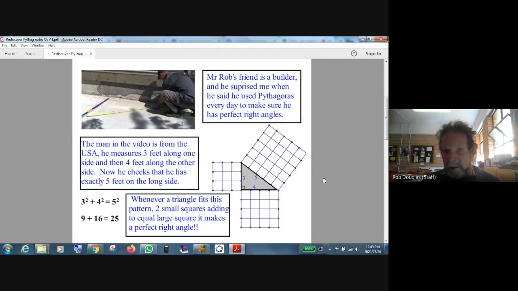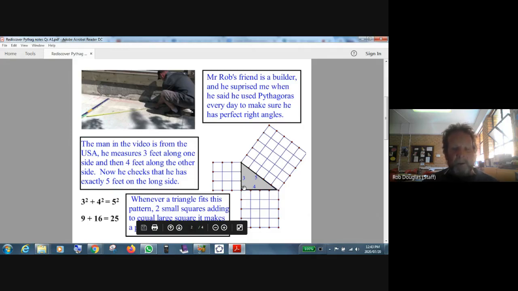Now, I've got a friend who's a builder, and he surprised me when he said he uses Pythagoras every single day to make sure he has perfect right triangles. I saw a video of a builder in the US, and he really does do this. He goes to the corner and measures 3 feet, or 3 meters as we would, then he measures along 4 on the other side of that right angle.